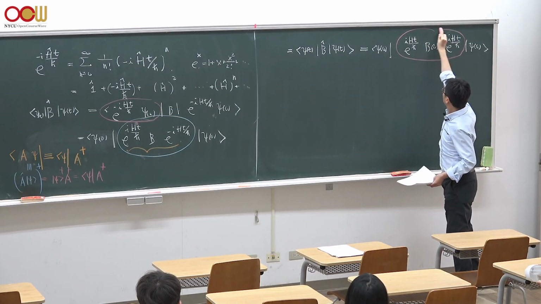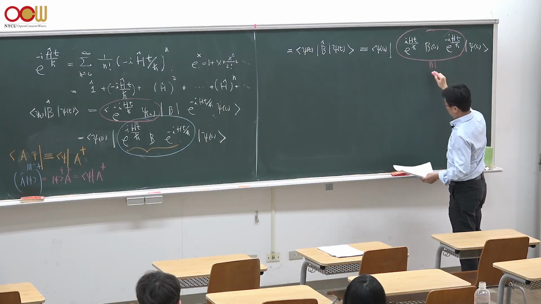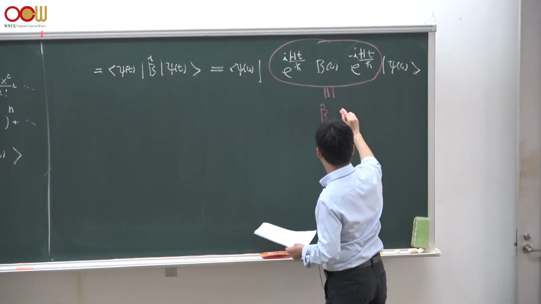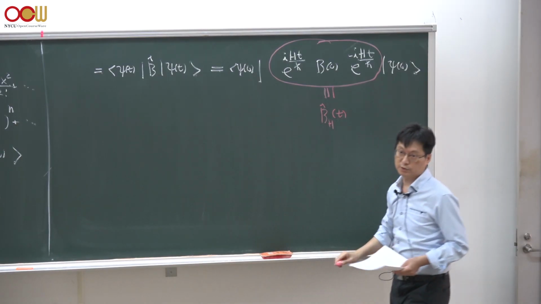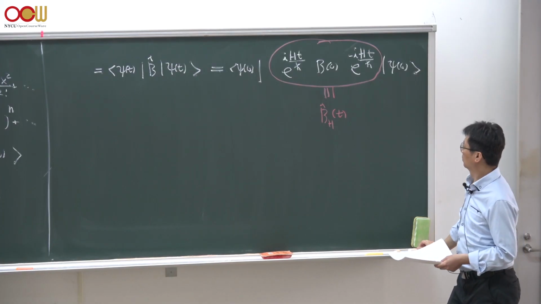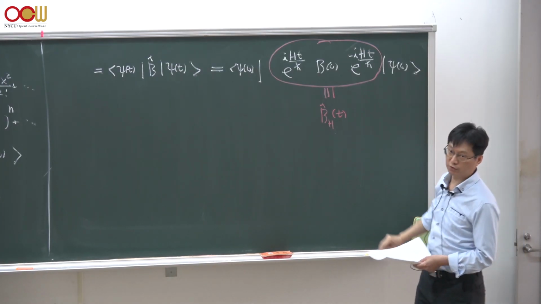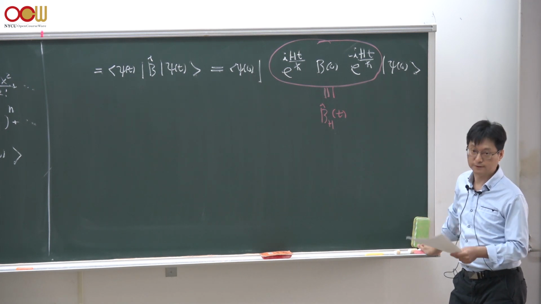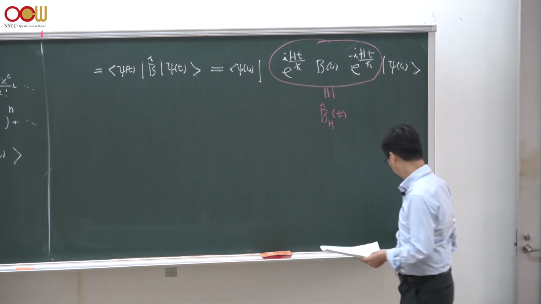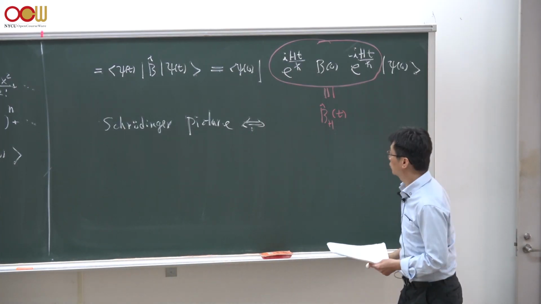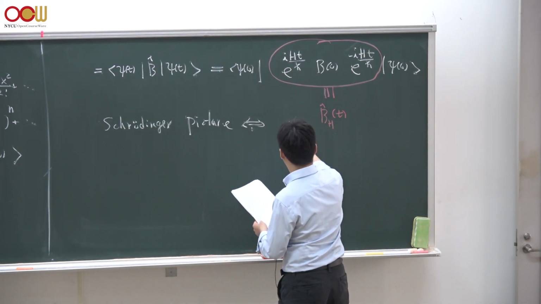This operator in the middle could be defined as some operator which depends on time. And this operator, B with a subscript H as a function of time, is what we call the Heisenberg operator, the Heisenberg picture. So let's just make a connection between the Schrödinger picture and the Heisenberg picture.